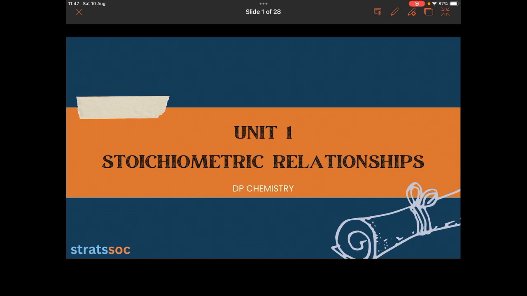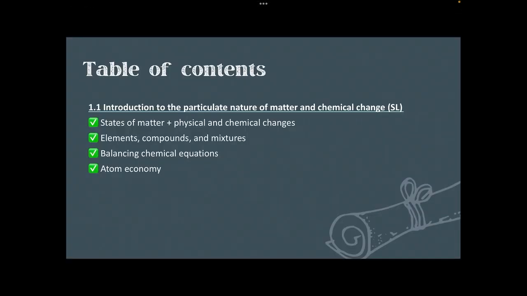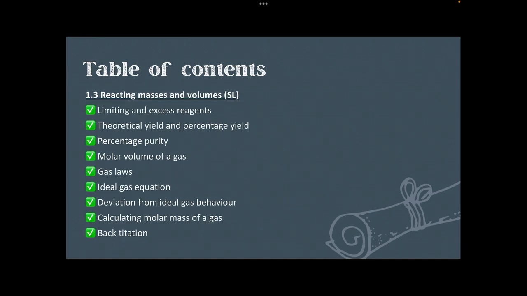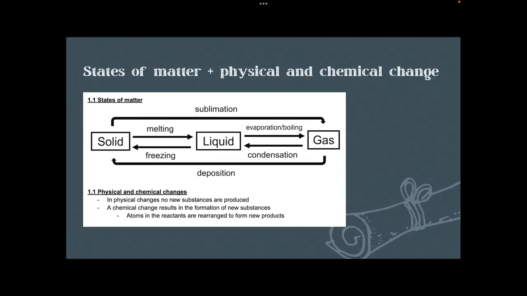So welcome. And so, we're going to start with the first four topics, beginning with Unit 1, and that is stoichiometric relationships. So this consists of three subunits. 1.1, which is introduction to the particulate nature of matter and chemical change, which we're covering in this video. And then after that, we're going to look at the mole concept and reacting masses and volumes. So without further ado, let's begin.